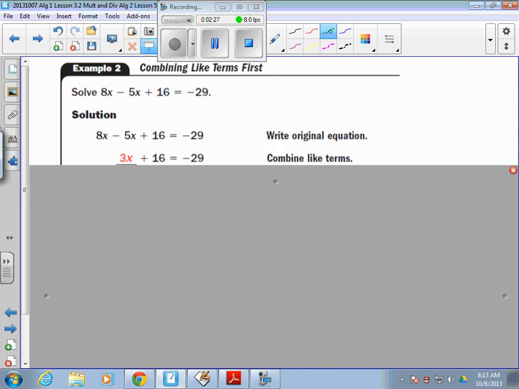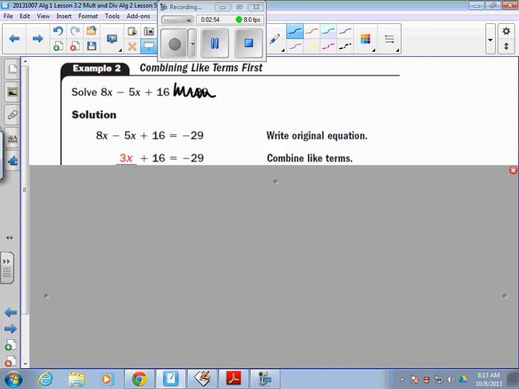Example number 2 says combining like terms first. Now with this one, before you start undoing something, before you start moving stuff across the equal sign, you always check to see if you can simplify one side. So you ignore the other side. You just look at 8x minus 5x plus 16, and you see, is there anything I can combine? You work normal order of operations that way, since you're not moving anything across the equal sign.